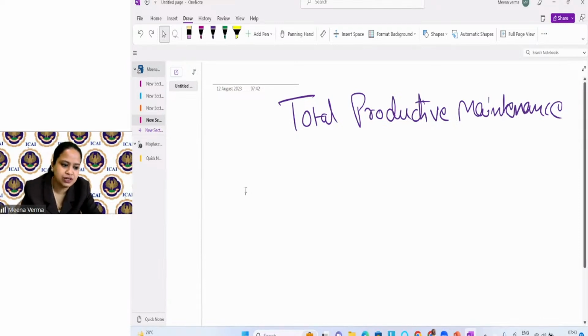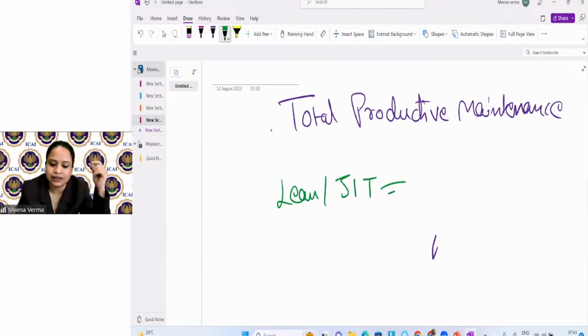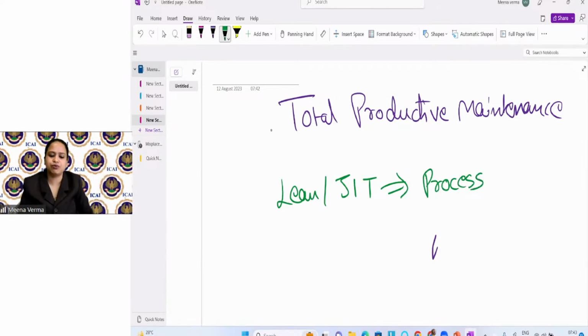You can imagine that if you will see just-in-time and lean system, so you will see that the entire concept of lean or just-in-time system is focused on improving the process of the company. It was all focused on improving the process of the company and the procedure of the company and the way we produce the goods.